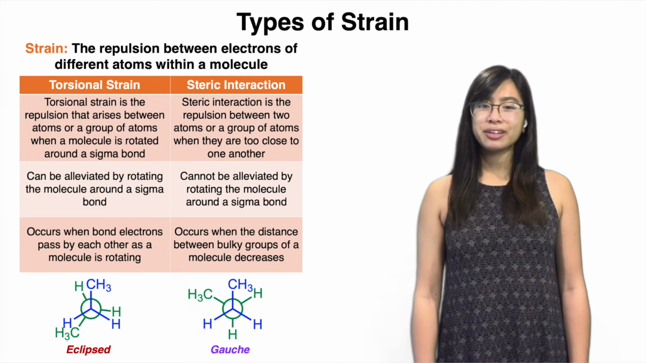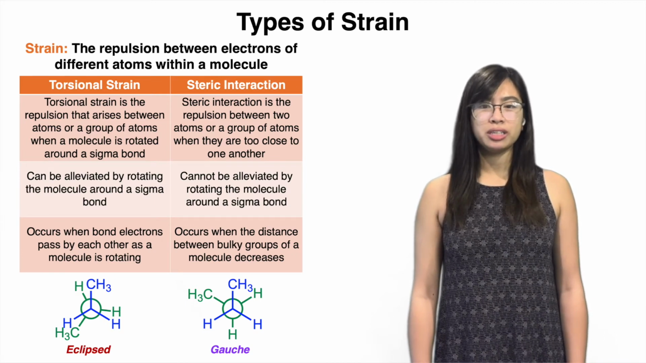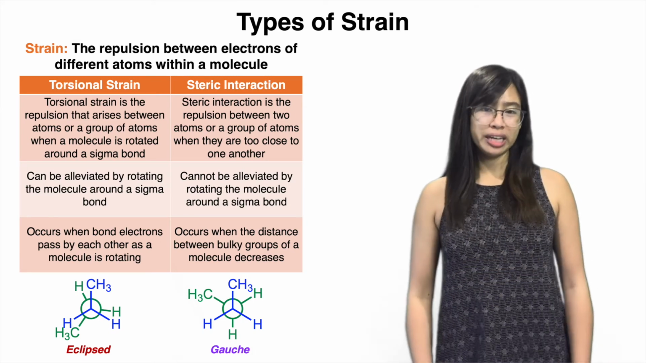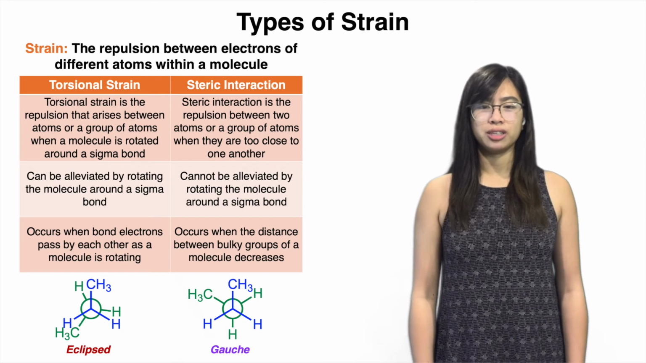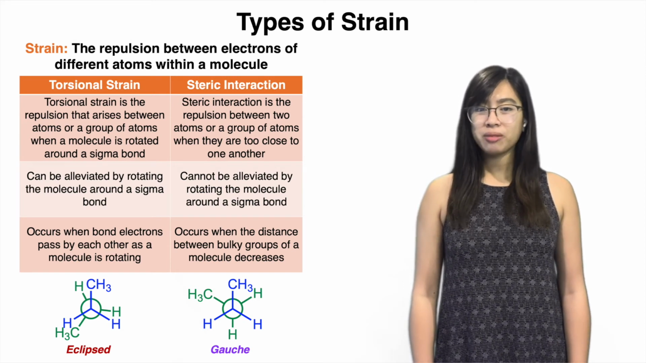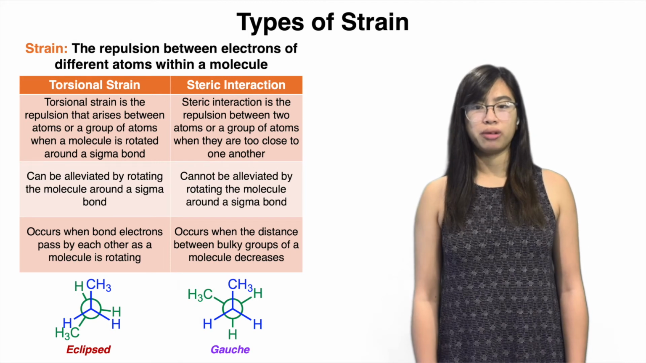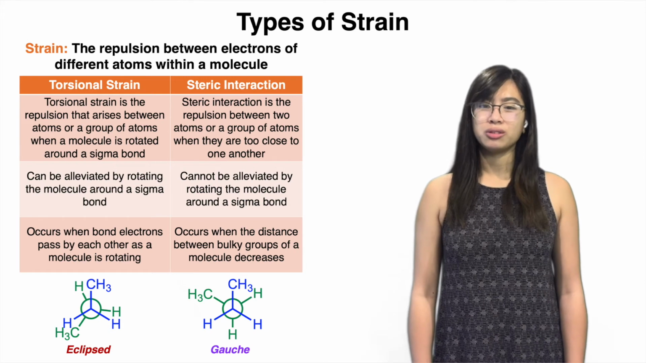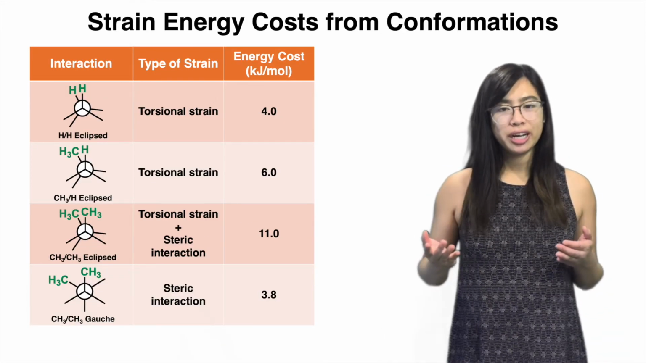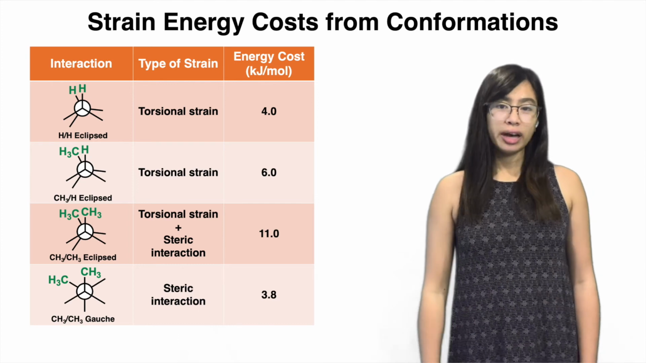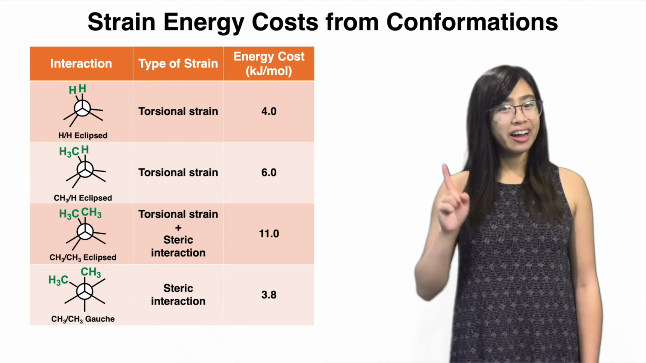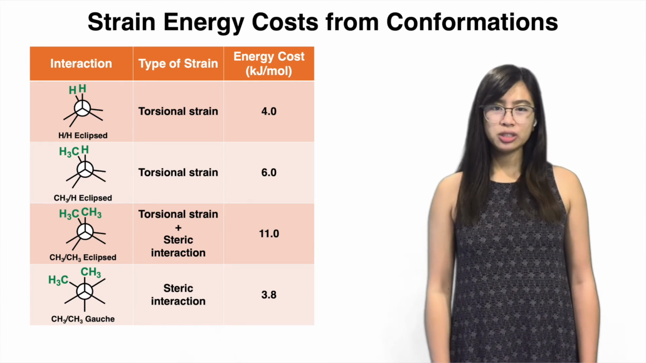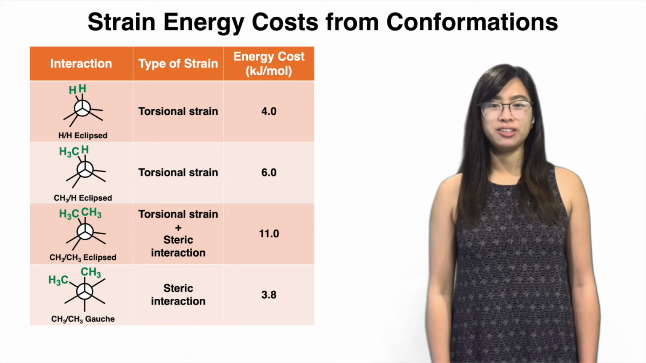And secondly, steric interaction is the repulsion between two atoms or a group of atoms when they are way too close to one another, which is mainly seen in staggered gauche conformations. And steric interactions cannot be alleviated by rotating the molecule around a sigma bond, and it occurs when the distance between bulky groups of a molecule is just too close. So each type of strain costs a certain amount of energy. The less stable a conformation is, the higher amount of strain energy it takes to form that conformation. And each type of strain can be broken down into their energy costs.